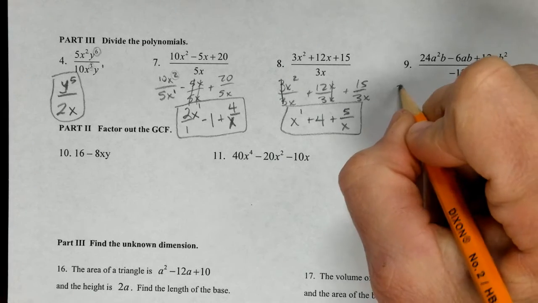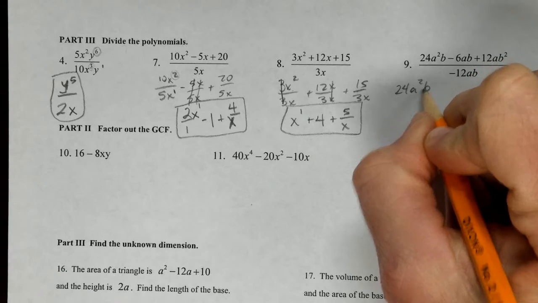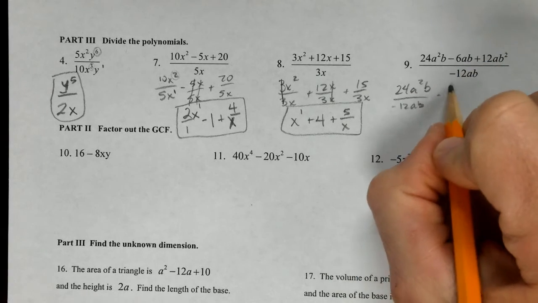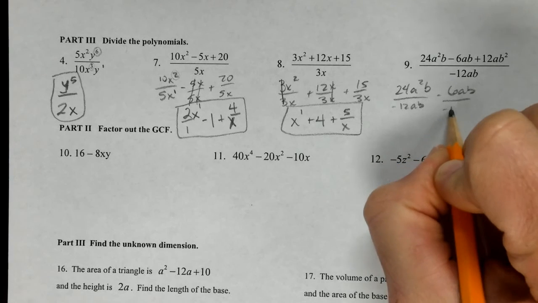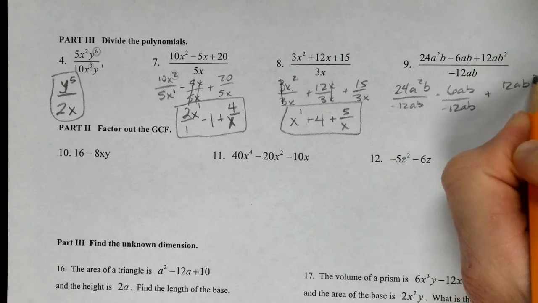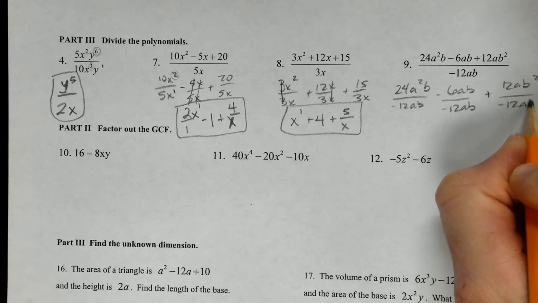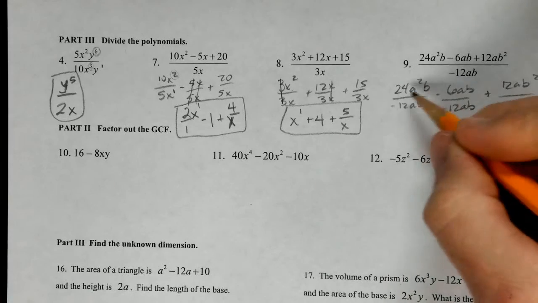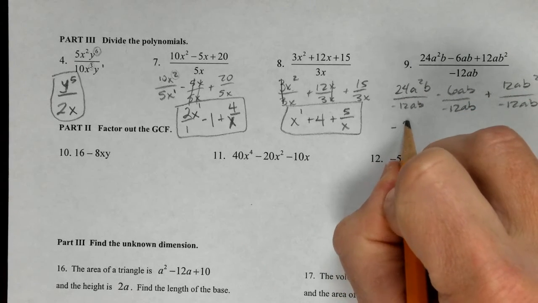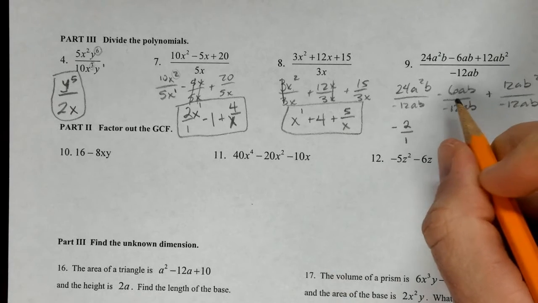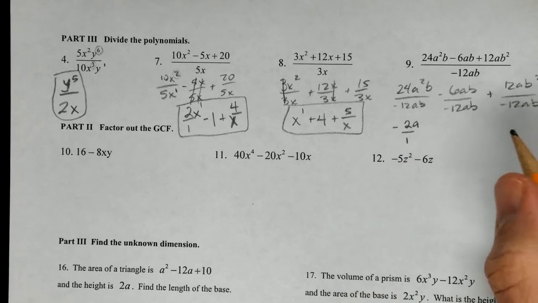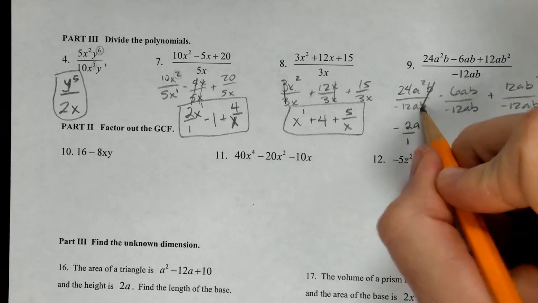Last one, you've got 24a squared b over negative 12ab. And then minus 6ab over negative 12ab. And then plus 12ab squared over negative 12ab. So once again, divide your numbers. 24 divided by negative 12 is a negative 2 over 1. A squared divided by a, subtract your exponents, and we get a to the first. B's cancel out.